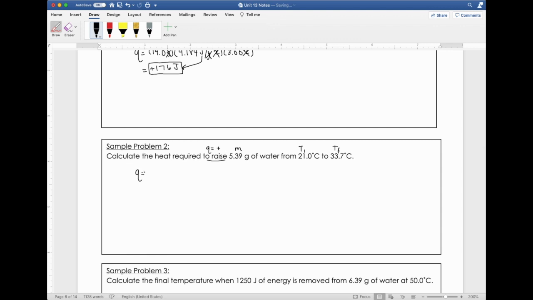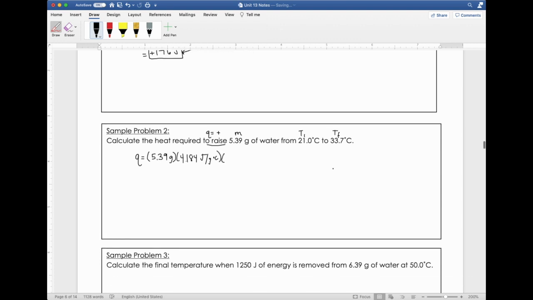Q is what I'm trying to find. That's equal to the mass, which is 5.39, times the specific heat of water, joules per gram degrees Celsius. Only difference here is that I have to actually plug in my final minus the initial. So my final temperature is 33.7, and it's initially at 21.